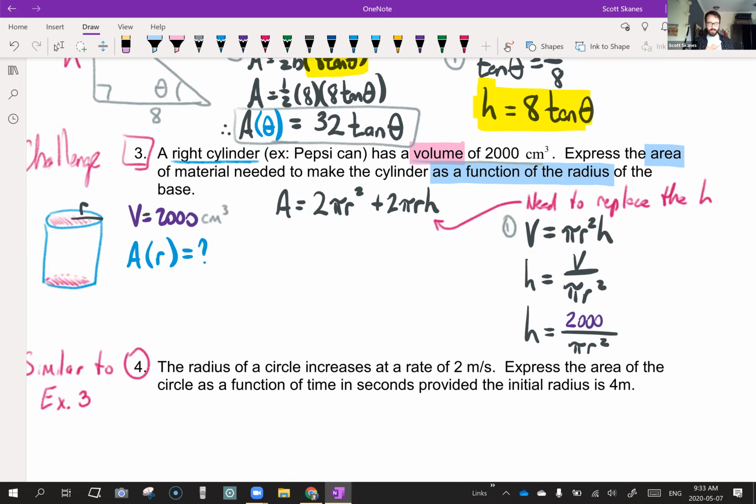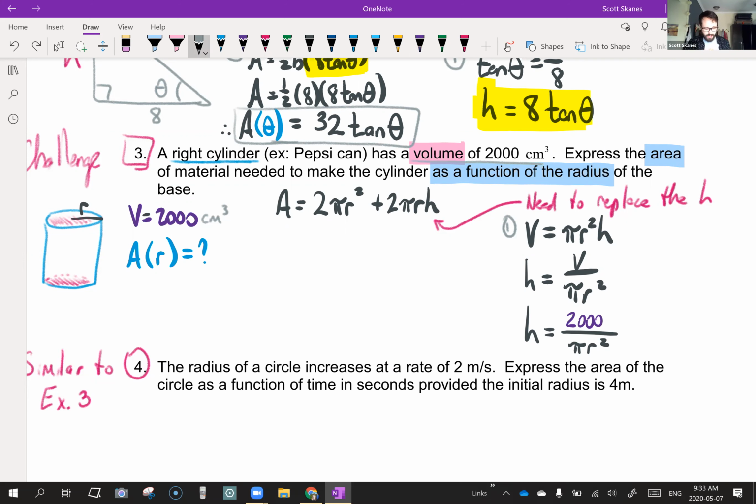Now we have our big idea. So let me recap. Volume is 2000. Area is needed in terms of radius. I wrote down my area. It was a function of two things, radius and height. That's not good. I need it as radius only. Use a second formula that you can solve for h, and we'll put it in as a composite function to the area, and it'll replace the h. That's what we've done here.